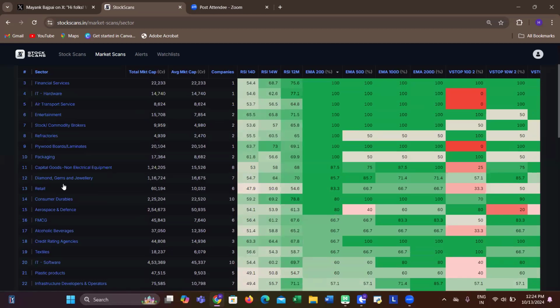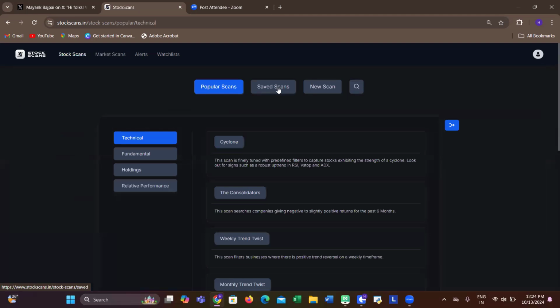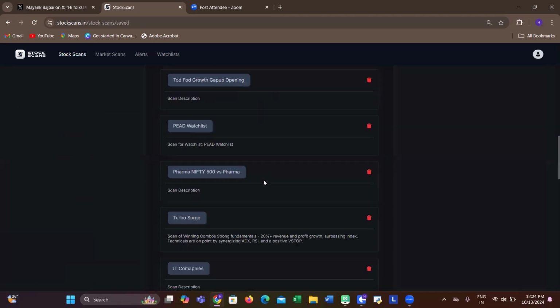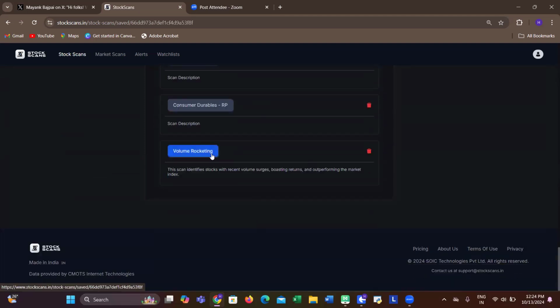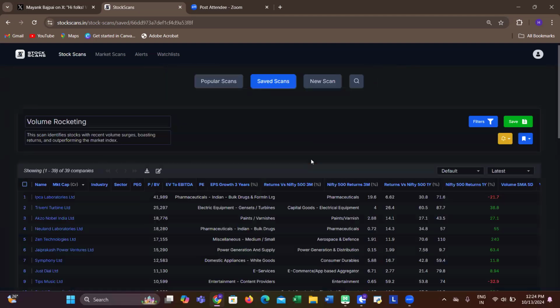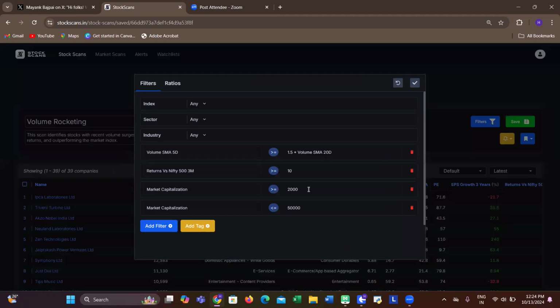Number two, and I have posted this on my X account, the favorite tool that I use is the saved scan. You have an option to save multiple scans as well, and you can modify them as and when needed. This is the tool that I use very often, and I can show you the filter as well.